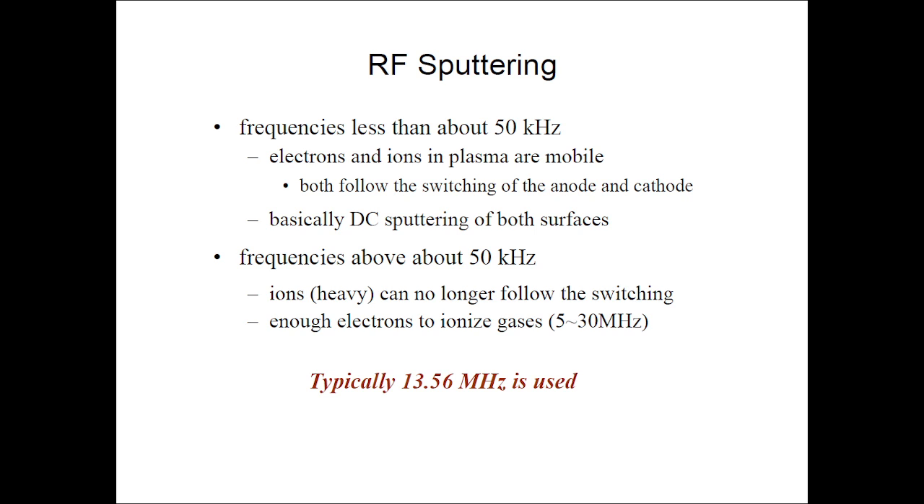In RF sputtering, at a frequency less than 50 kilohertz, the electrons and ions in the plasma are mobile, and both follow the switching of the anode and cathode. So basically DC sputtering of both surfaces will happen.